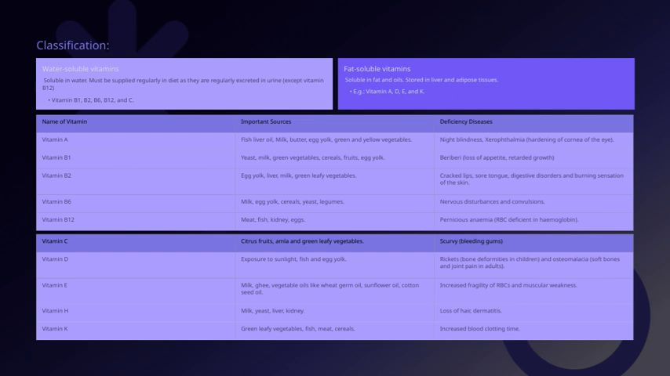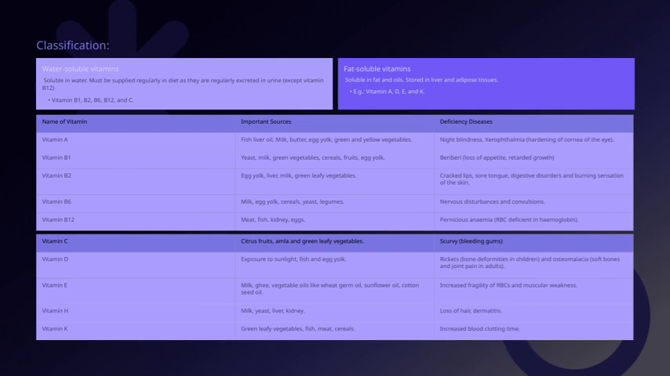Its deficiency causes night blindness and a condition called xerophthalmia, where the cornea hardens. Vitamin B1, or thiamine, found in yeast, milk, green vegetables, cereals, fruits, and egg yolk, prevents beriberi, which leads to loss of appetite and slowed growth. Vitamin B2, present in egg yolk, liver, milk, and leafy greens, is important for skin and digestive health, and deficiency causes cracked lips, sore tongue, and digestive issues.